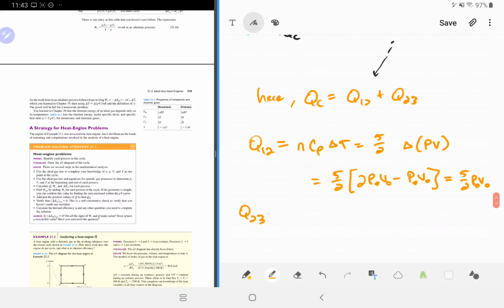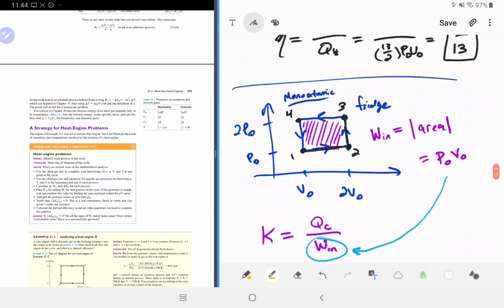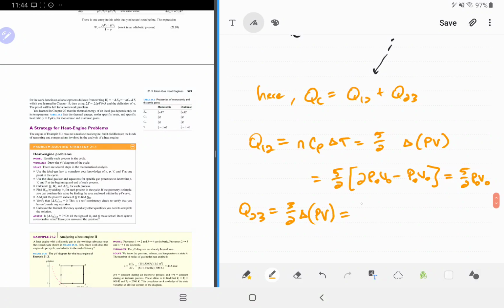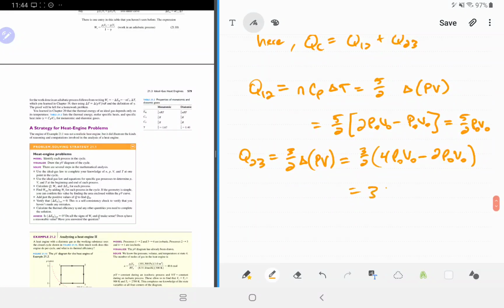And then Q23, it's similar, except remember it's isochoric, so it's going to be 3/2 delta PV. And this time we're going to 4, so 2 P naught times 2 V naught is going to be 4 P naught V naught, minus 2 P naught V naught for the initial point. So this is going to be, I'll just write it out, 4 P naught V naught. It looks like this is 3.